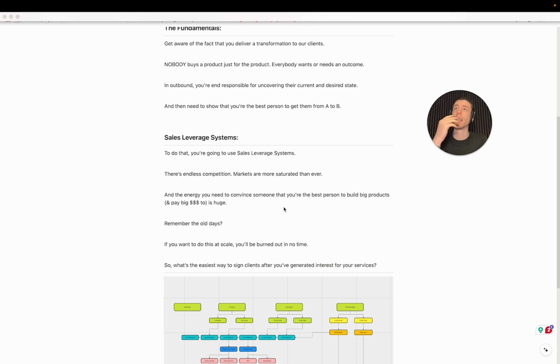I want you to think about how many new competitors get into the software development market on the daily potentially, and how many competitors you have right now. You are probably in a sea of competitors that do the exact same as you. The market is more saturated than ever with the rise of AI, no code, low code, offshore, nearshore, etc. It's just very hard to stand out. So you need to make sure that you set up a system that helps you do so. That is that sales leverage system.